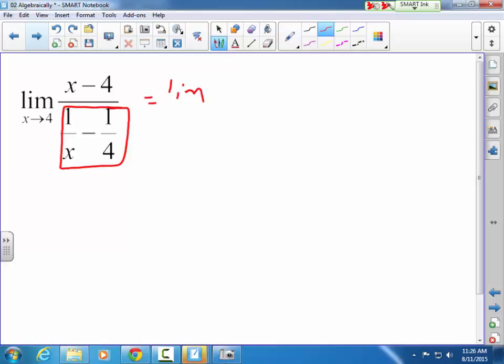So we're going to write limit as x approaches 4 of x minus 4. Now, how do we get these here? The common denominator is going to be 4x. All right. What does this first fraction become? 4, minus, what does this last fraction become? x. So now I've got x minus 4 divided by (4 minus x) over 4x.